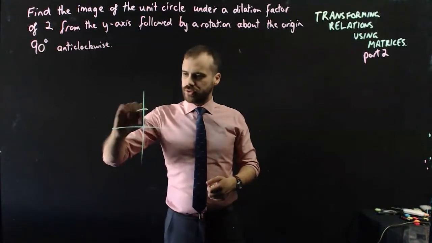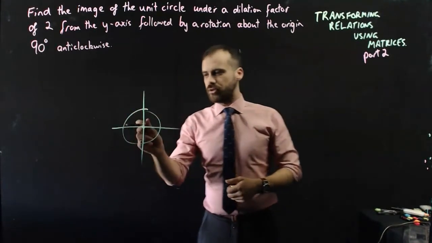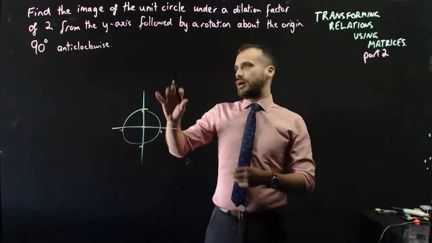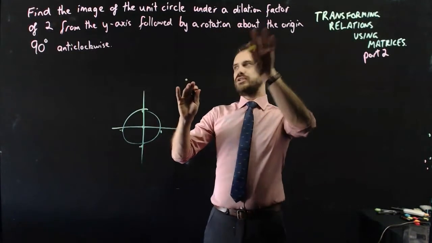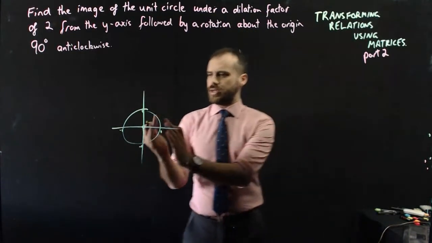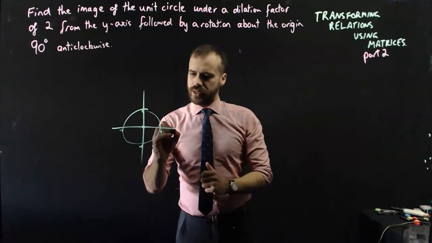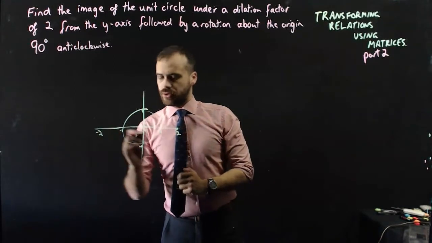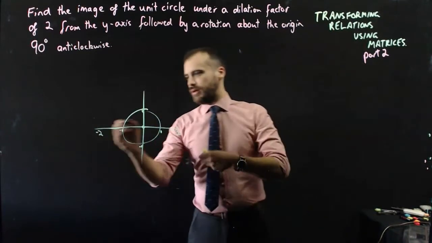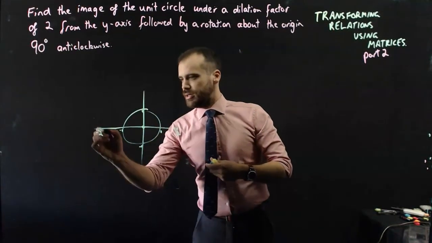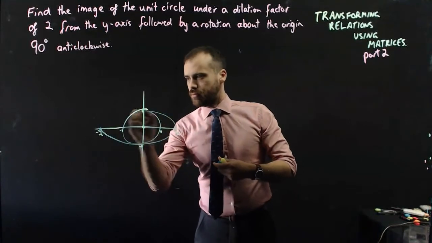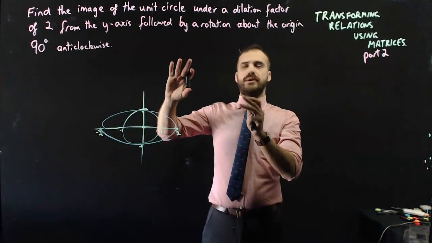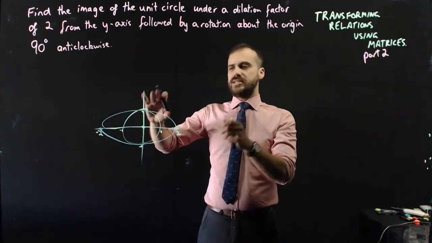We have a unit circle, which means that it's around the origin, 1, 1, negative 1, negative 1. Under a dilation factor of 2 from the y-axis, what we get is a new shape called an ellipse, and our ellipse passes through here and here and looks like that, and then followed by a rotation about the origin 90 degrees anti-clockwise.